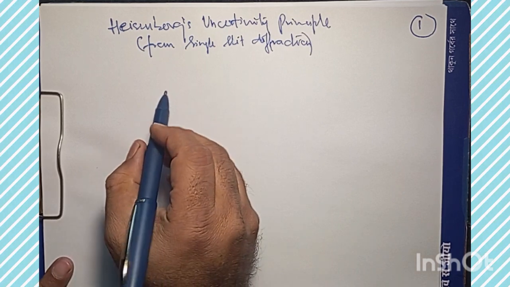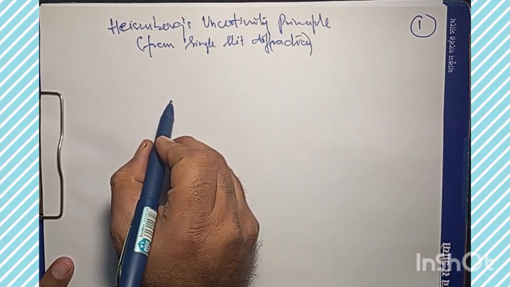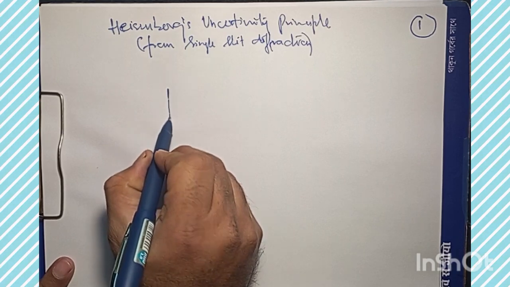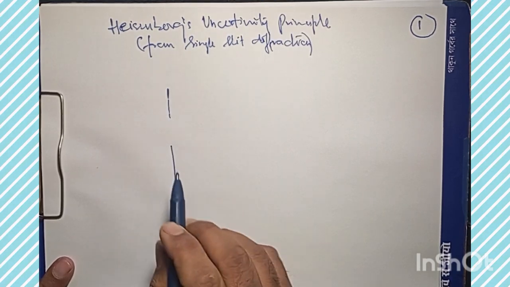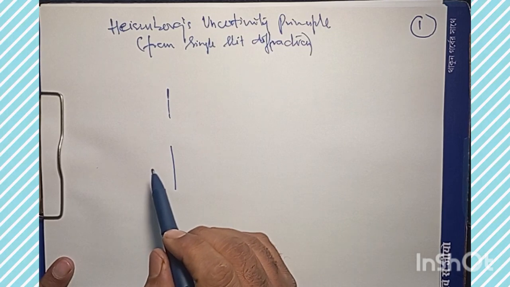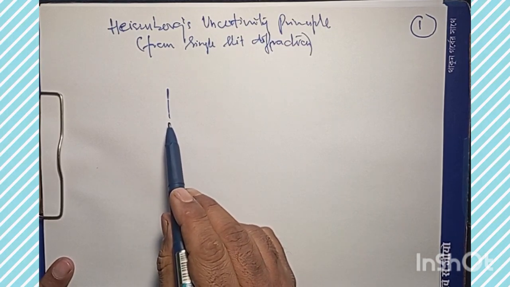In this video, we'll again try to obtain Heisenberg's uncertainty principle using a single slit diffraction experiment. In doing so, I would like to have a narrow slit. Let us assume that we have a slit here, and of course, this slit has to be extremely small, of the order of the wavelength of light.